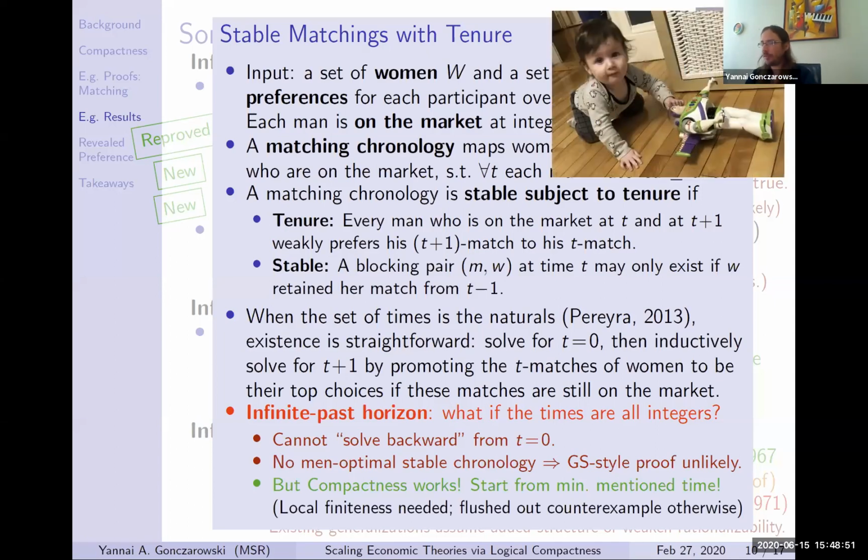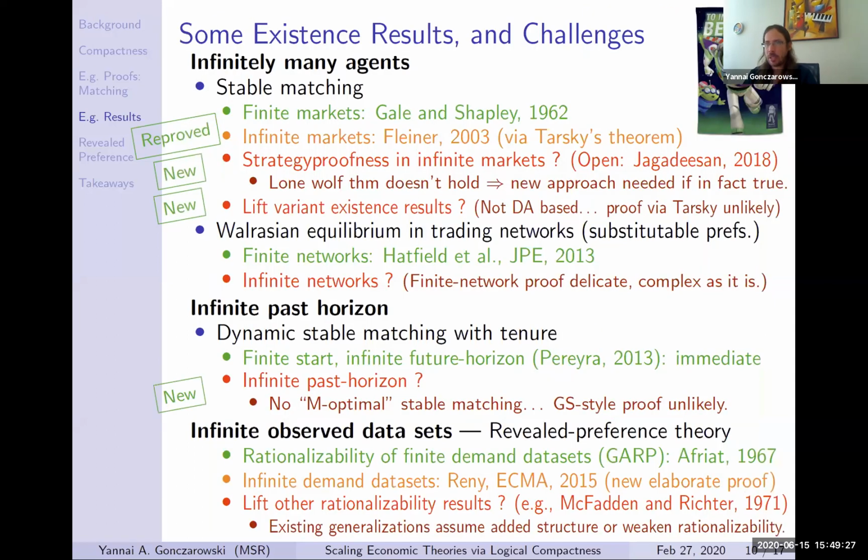There is some local finiteness condition that is needed. Eshed is here to remind us of that. I won't go through that now, but let me just say that if that local finiteness condition that was required for all our formulas to be finite fails, then we actually have a counterexample that shows that there is no stable matching chronology. So here, local finiteness is not something imposed on us by our specific way of proving, but rather it's something that helped us flush out a counterexample and actually turned out to be required. Great, so we did this.